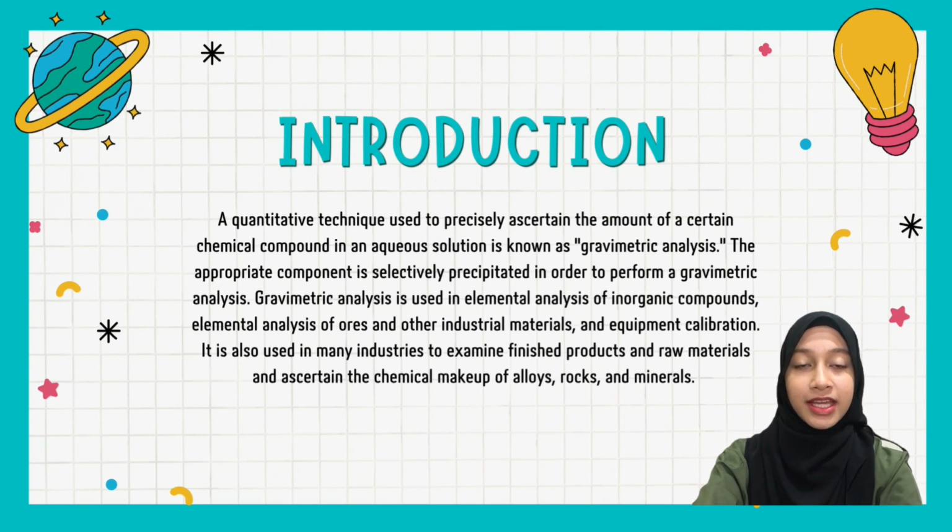Introduction. A quantitative technique used to precisely ascertain the amount of a certain chemical compound in an aqueous solution is known as gravimetric analysis. The appropriate component is selectively precipitated in order to perform a gravimetric analysis. Gravimetric analysis is used in elemental analysis of inorganic compounds, elemental analysis of ores and other industrial materials, and equipment calibration. It is also used in many industries to examine finished products and raw materials and ascertain the chemical makeup of alloys, rocks, and minerals.